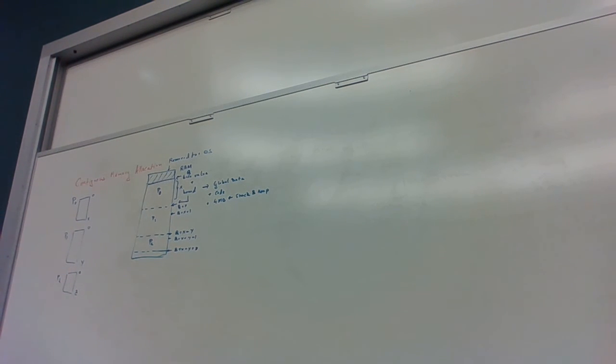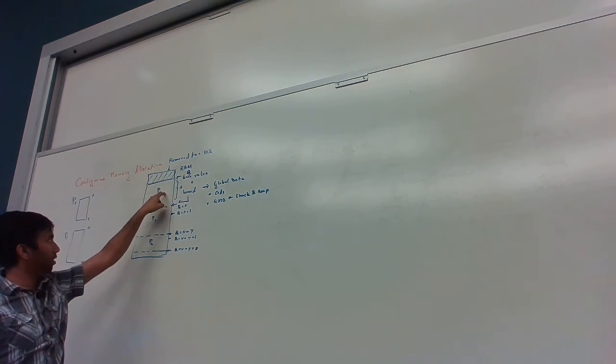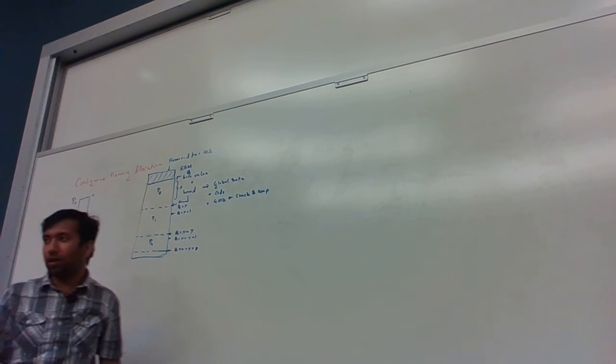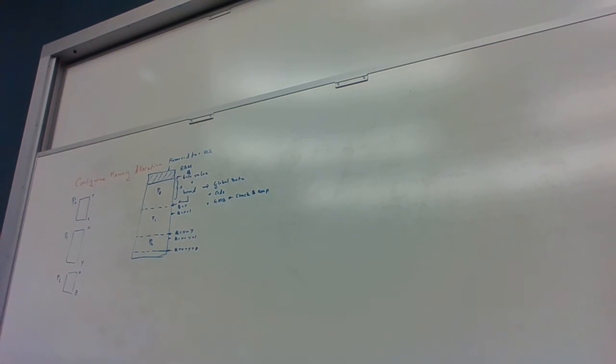Q is the base value, the first base value of P0. So from 0 to Q, it is OS memory. You can't write on it. So that is contiguous memory. Now the thing is, we don't use it.